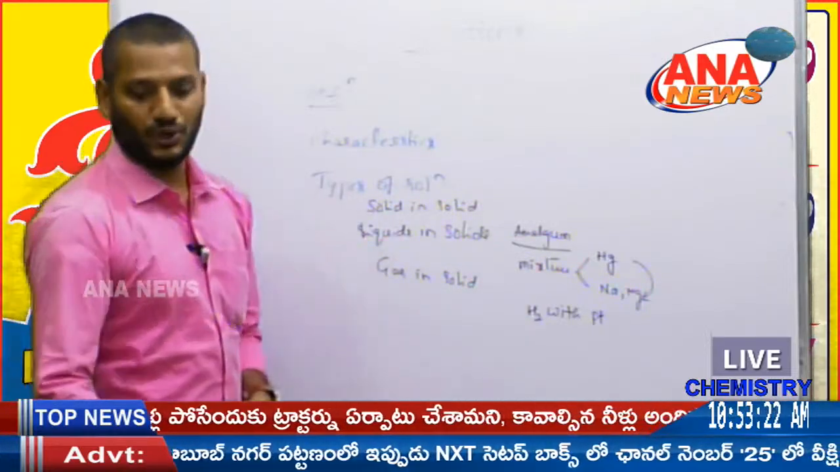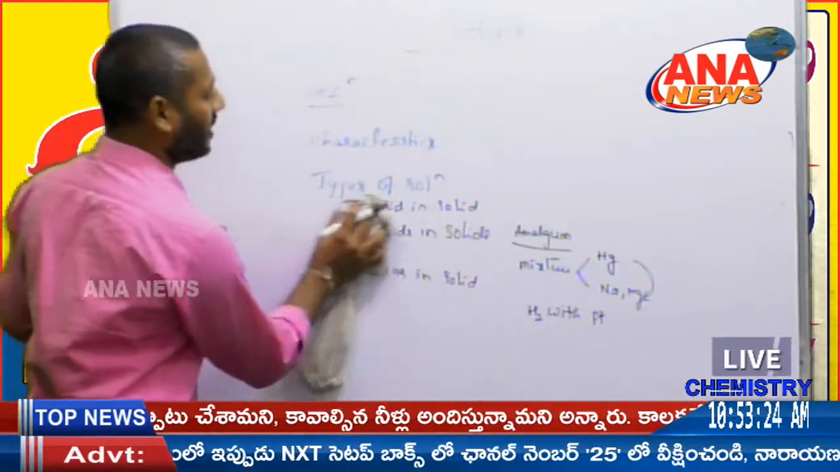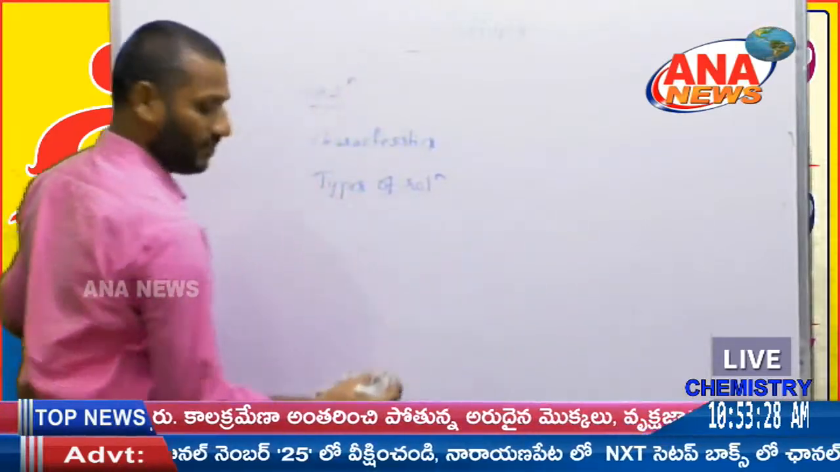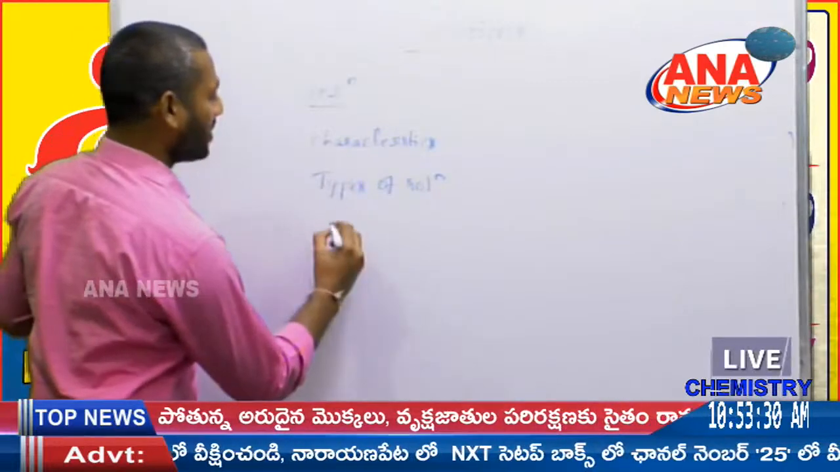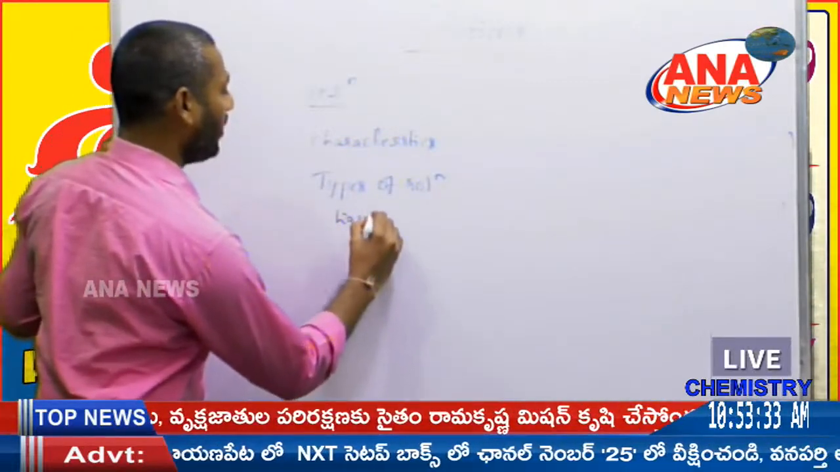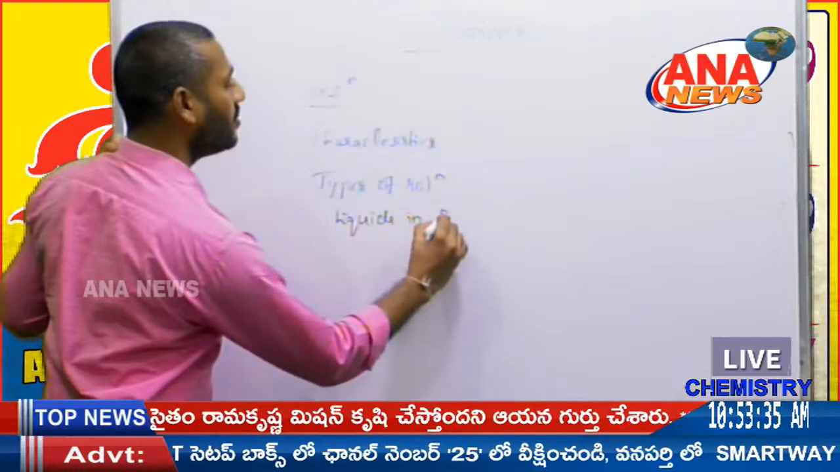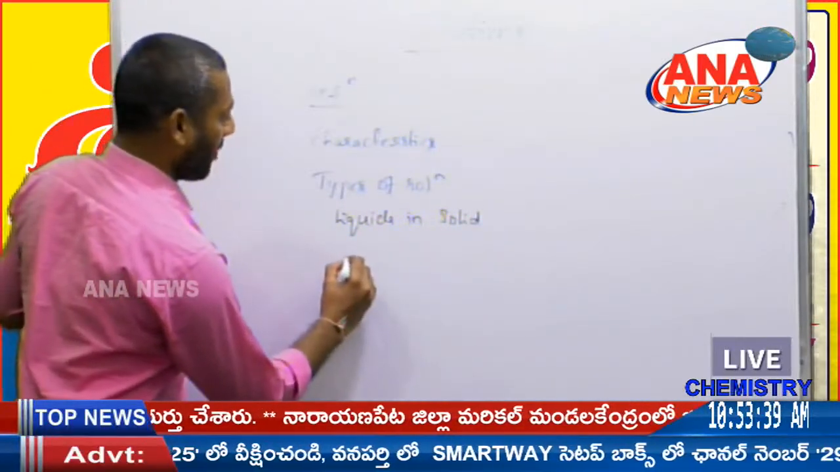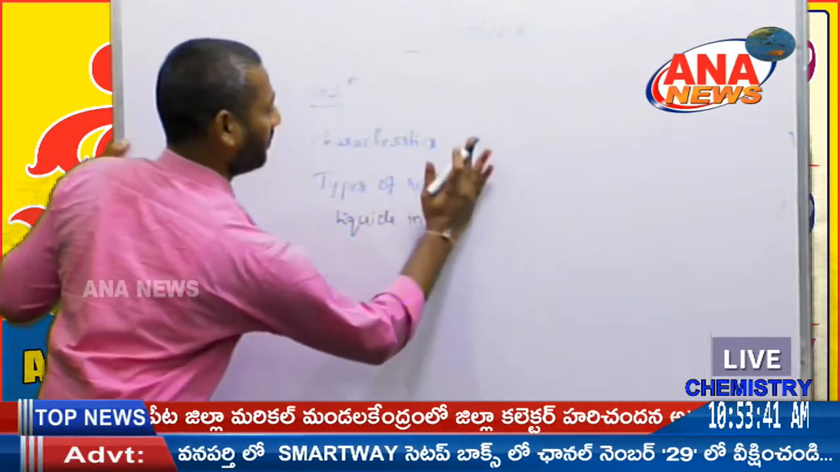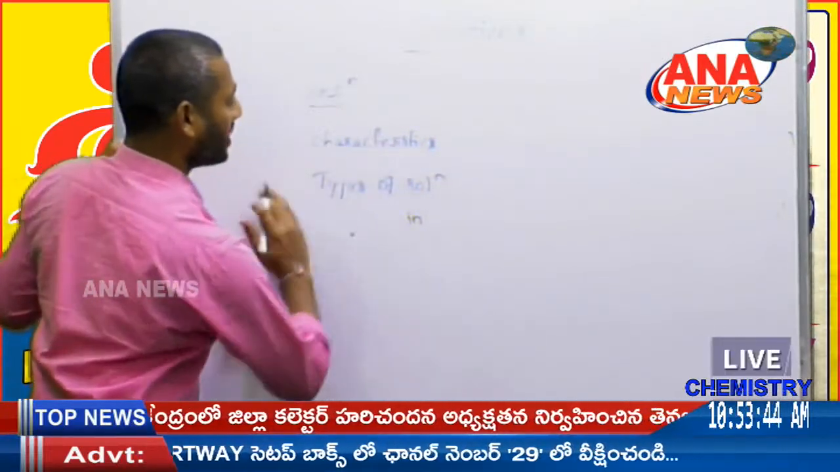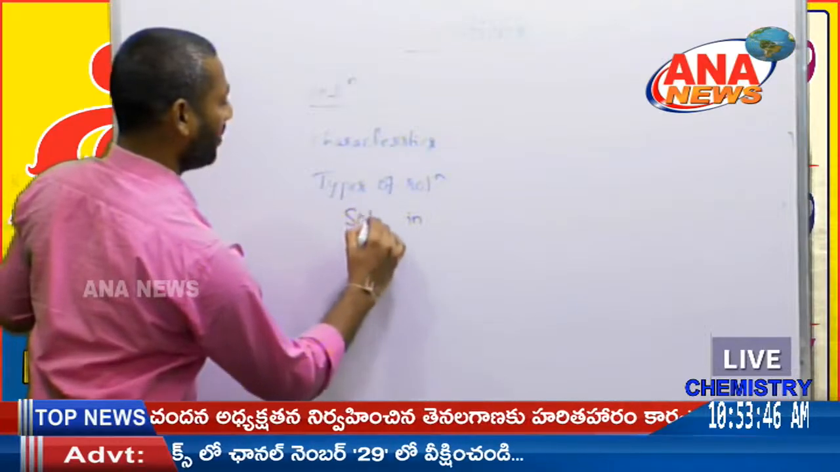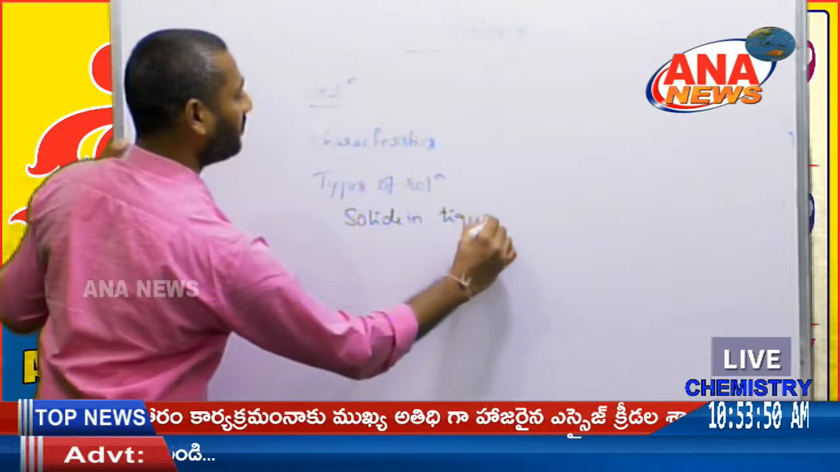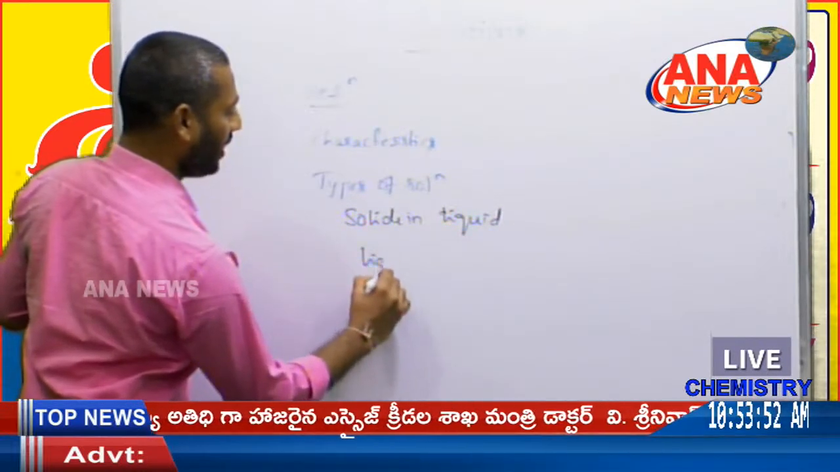Next we go to another example for the different types, that is liquids, which is nothing but liquids in solid. Next, solids in a liquid is already over. Solids in a liquid. Liquid in a liquid.